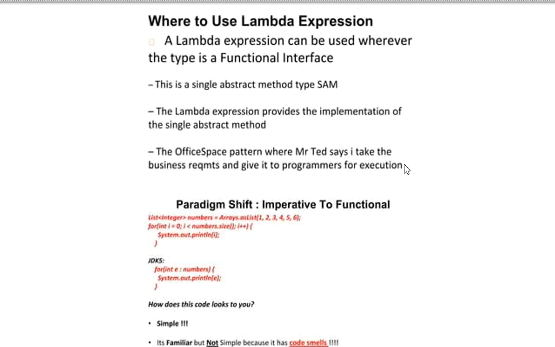This is a real-time example. Mr. Ted says, I take the business requirements and give them to programmers for execution. Here the interface has the requirement, and the lambda expression does the execution. This is how we can correlate this example to lambda expression.